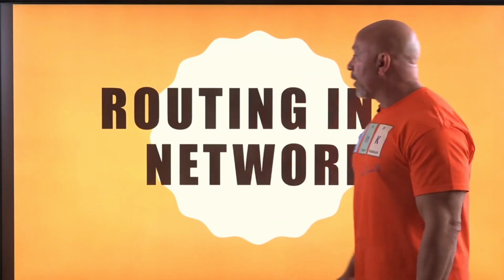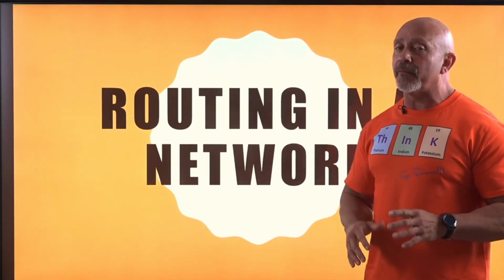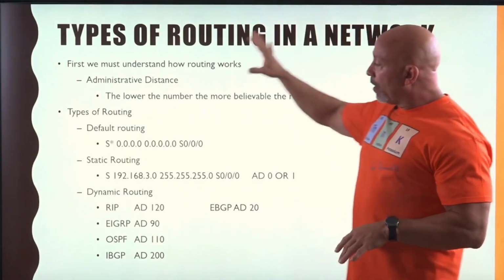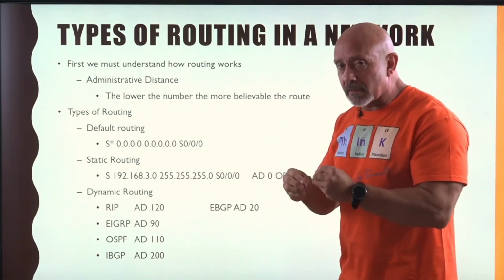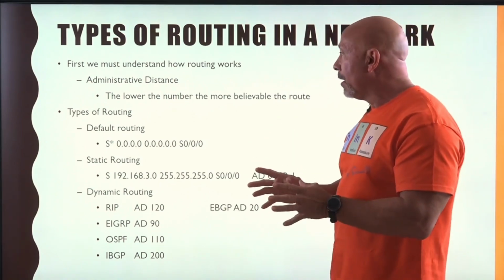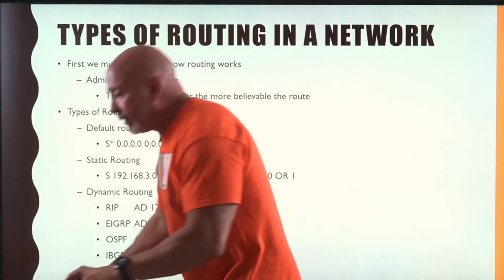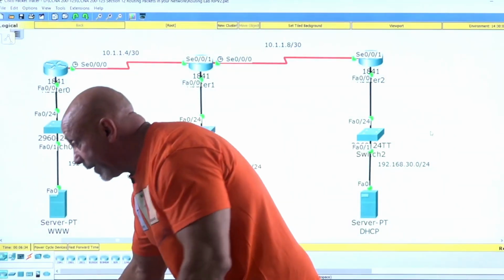Alrighty then. Now we're going to start doing routing in a network. How does a packet get from point A to point B? Well, we're going to discuss all these things in a little bit, but first, let's discuss the process it takes. One of the things that's going to come into play is administrative distance, but let's talk about exactly what it takes, which is this right here.